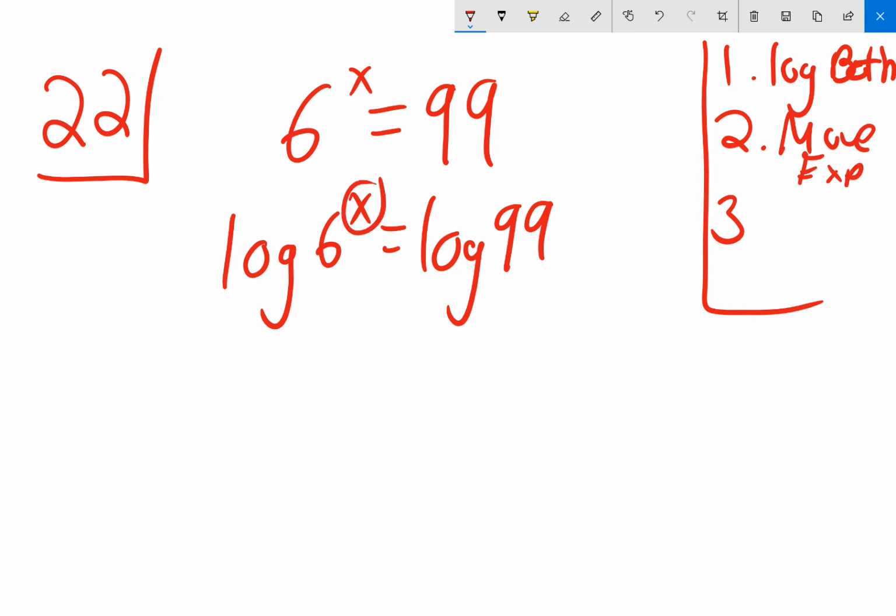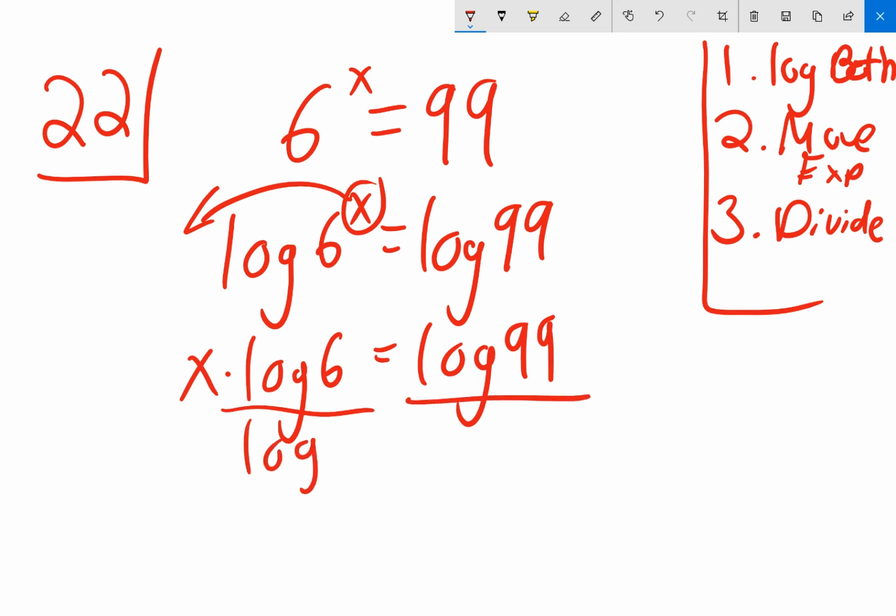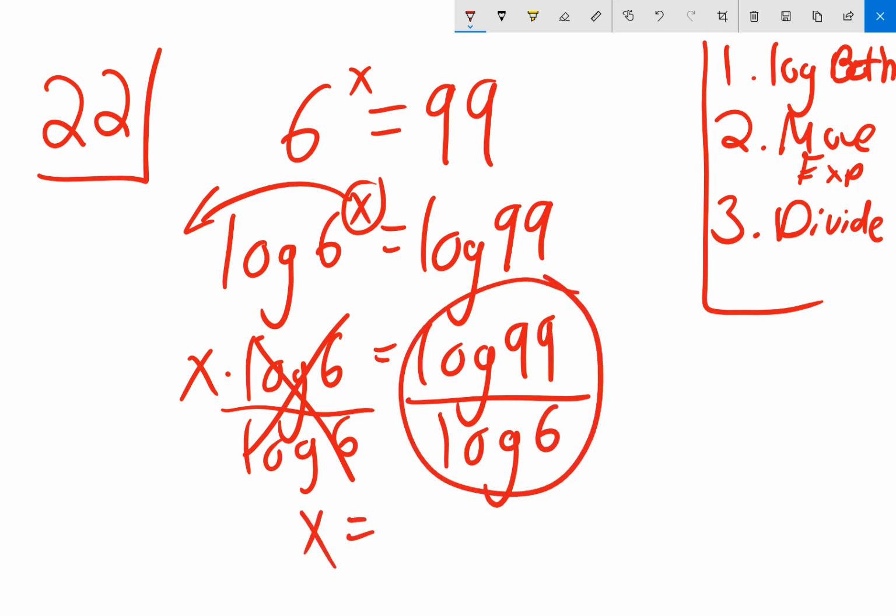So there's only an exponent here. I'm just going to move that to the front. So it's going to be x times the log 6 equal to the log 99. There's no exponent on the 99, so there's nothing to move there. Step 3 is to divide logs. Now, since log 6 is on the side with x, I'm going to divide by log 6 so that I can cancel it out. So that means x is equal to whatever the log 99 divided by log 6 is.